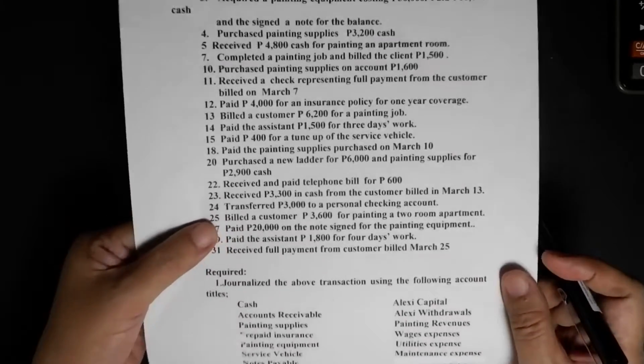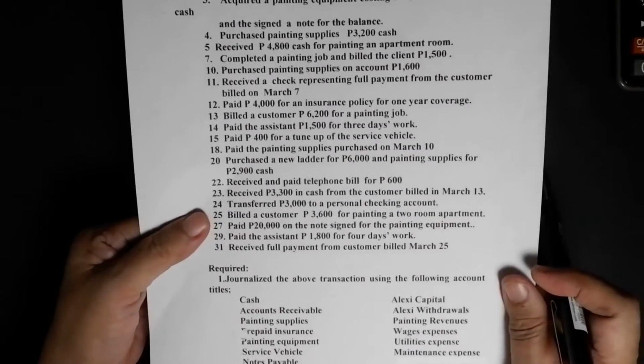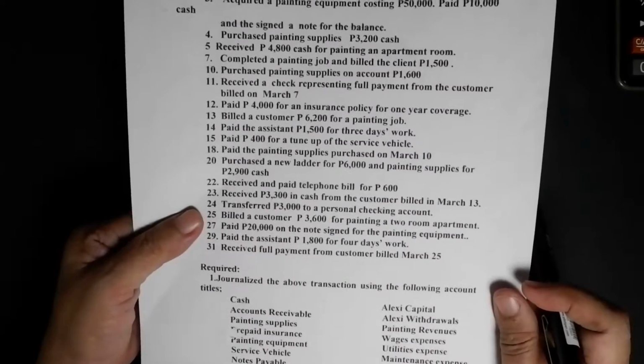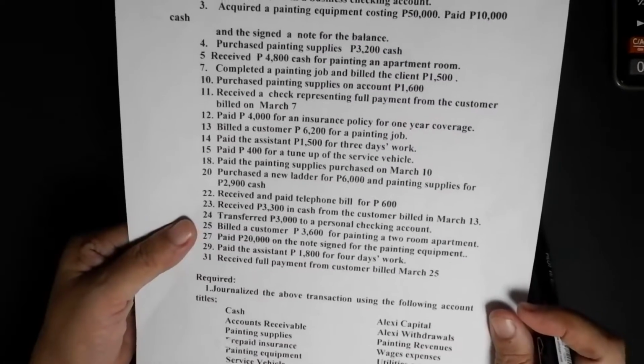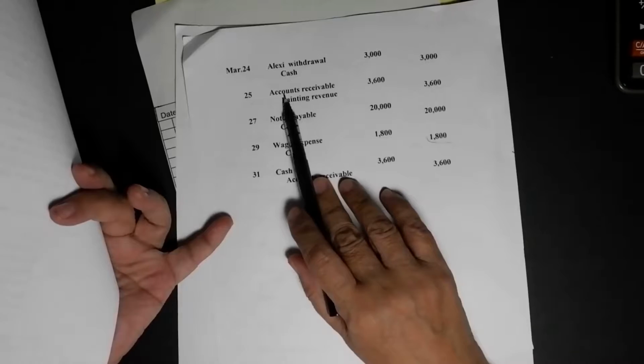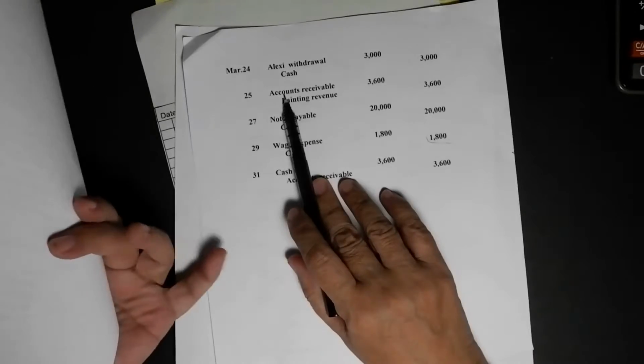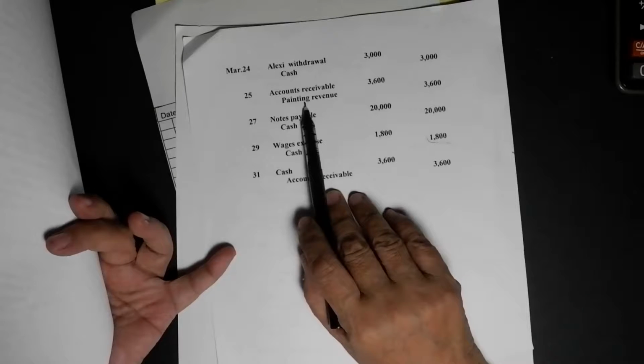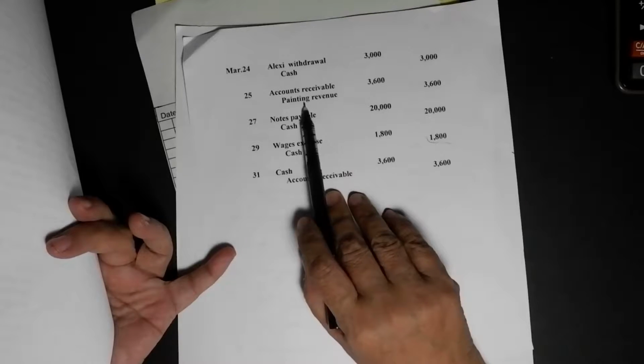Then we have 25, billed a customer 3,600 for painting a 2-room apartment. So debit accounts receivable 3,600 and credit painting revenue 3,600.